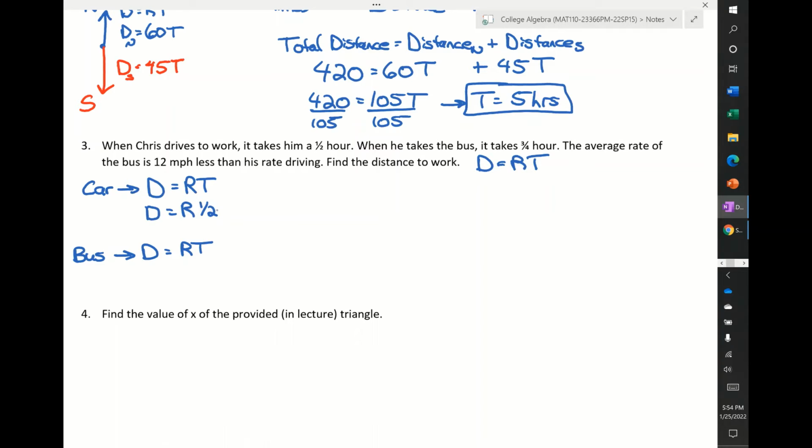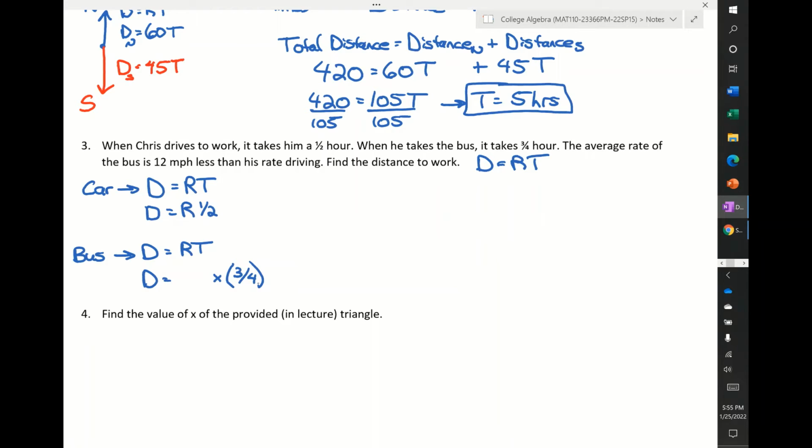If he's taking the bus, we don't know how far that distance is. We know that it takes 3/4 of an hour. So time is 3/4, or 0.75. What would the rate be? This is saying that the rate is 12 miles per hour less than driving. We don't know how fast he's driving, but we know that it's 12 miles an hour less.